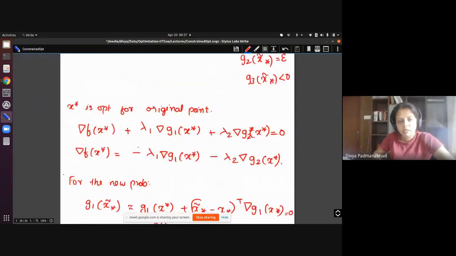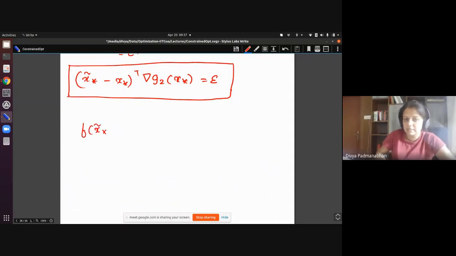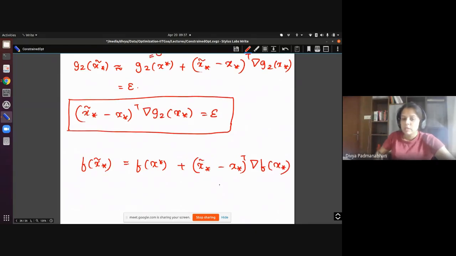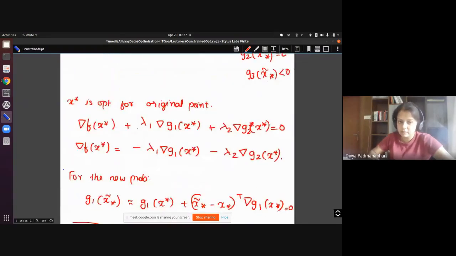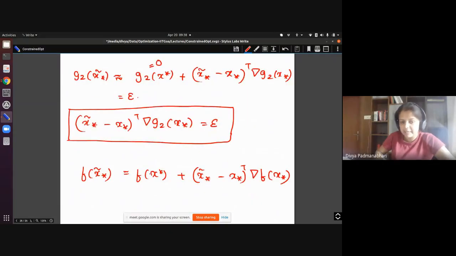Okay, so now let me try to relate finally the function values. If I try to again do this for f of x tilde star, this is going to be approximately f x star plus (x tilde star minus x star) transpose gradient of f x star. Now one thing you know is this gradient f x star, because we knew that x star was optimum for the original problem, we had this condition, because it would be a KKT point, so that's why this is true. So let's just substitute that here. I'll just bring this f x star to this side.